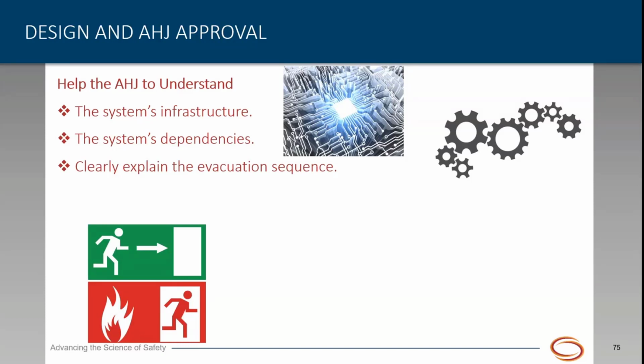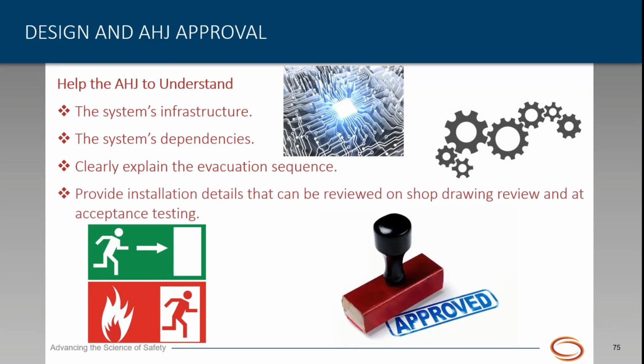Keep in mind that your AHJ may review very few, if any, building designs that require survivability. Thus, by providing installation details that can be reviewed on review and acceptance testing, you can assist him or her to understand the system and ultimately approve the system.